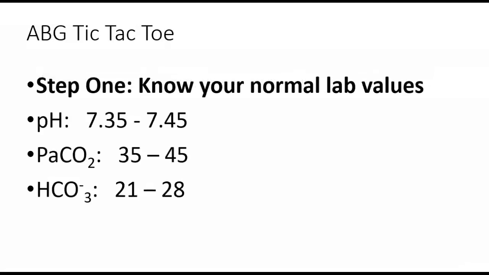The first thing you need to know is your normal lab values. Again, we're only going to be looking at pH, carbon dioxide, and bicarb. pH normal is 7.35 to 7.45. Lose the 7s for carbon dioxide, you got 35 to 45. Bicarbonate, I can buy beer when I'm 21, and the higher normal level there is 28.